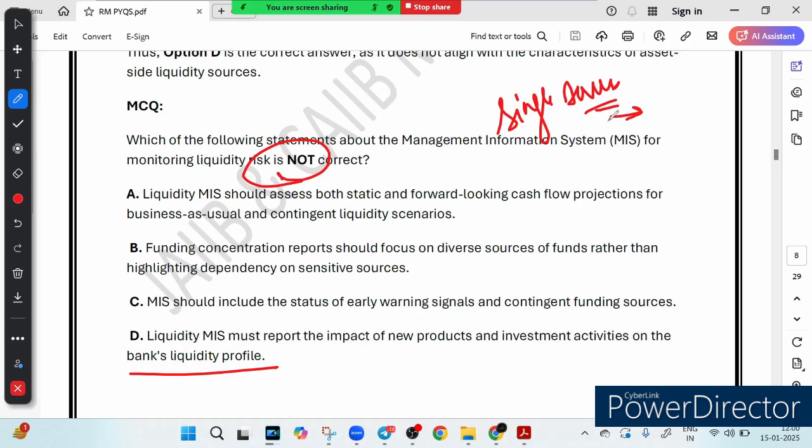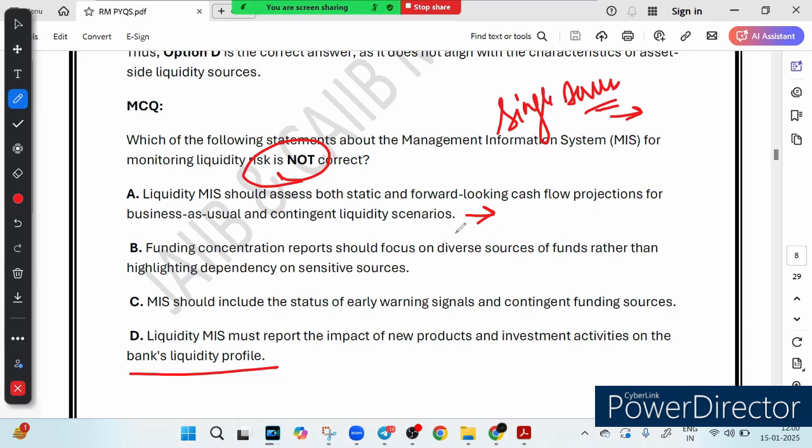Option A says that liquidity MIS should assess both static and forward looking cash flow projections. This is correct because the purpose of liquidity MIS is to assess both current and future cash flow under normal and stressful situations. Think of it like looking at your bank account today and predicting how much money you will need in the next month or two. Right, that is option A. Option B, that is the incorrect one.